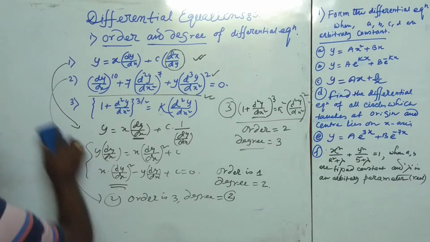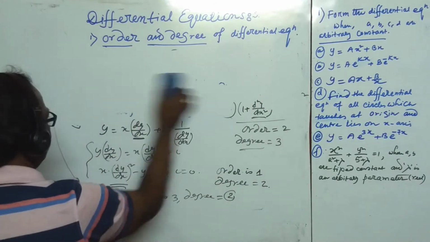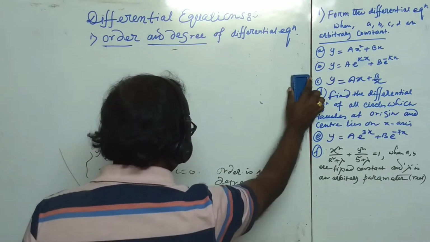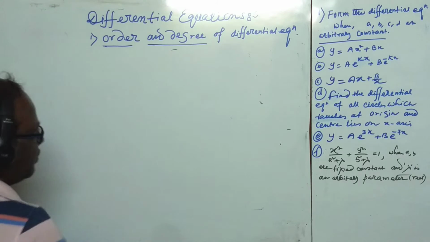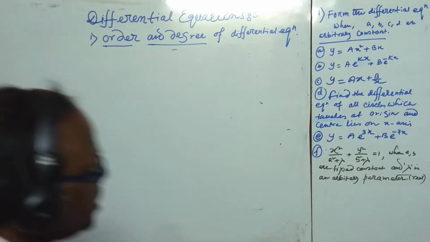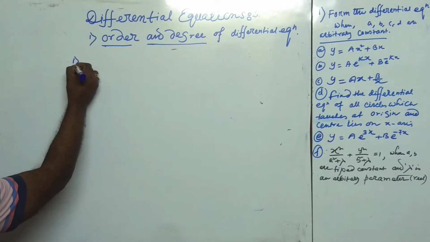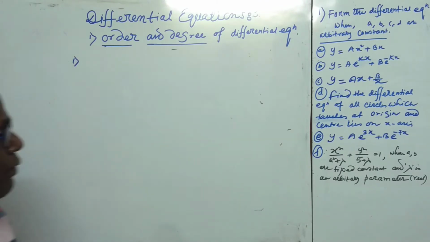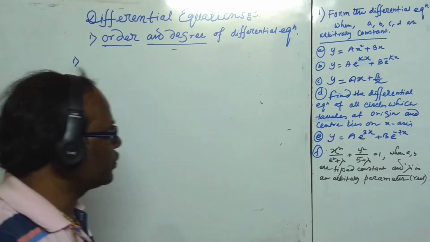Now let's see the discussion here. This is the most important part of differential equations, forming a differential equation, not solving a differential equation. This class is only for forming a differential equation. Okay. So for question number 1, whenever arbitrary constants are given, we eliminate that type of constant.